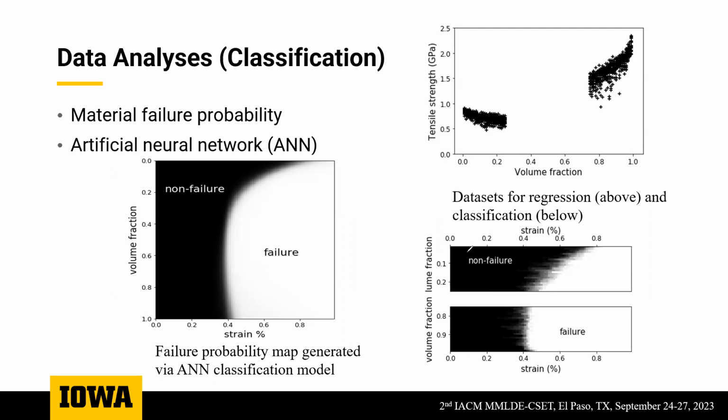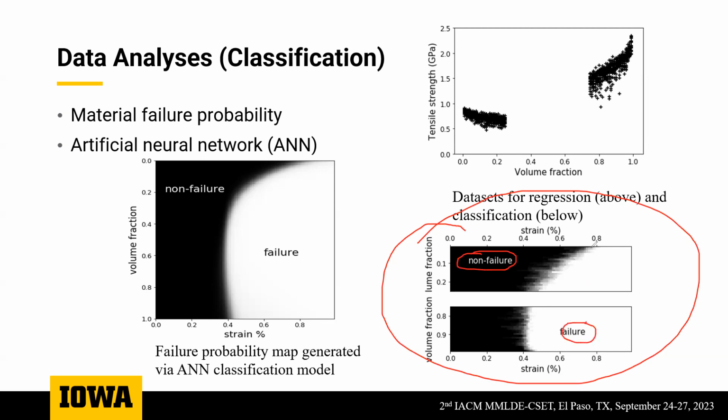Based on the collected data, we can have this binary map at a particular strain and given ceramic volume fraction. From the data, we can calculate the failure probability. Here, there is 100% non-failure and 100% failure. However, there is no clear interface. Around the interface, there is a gray area, which means the failure probability is between 0 and 100%. That is because of the microstructure uncertainty.